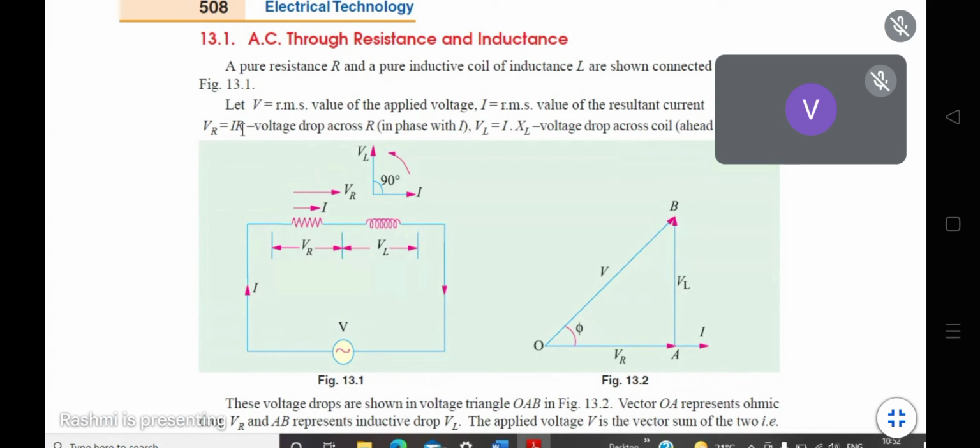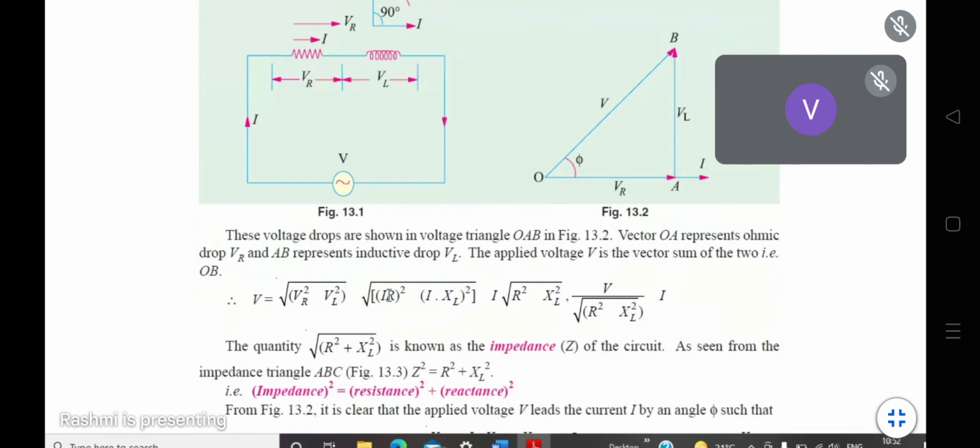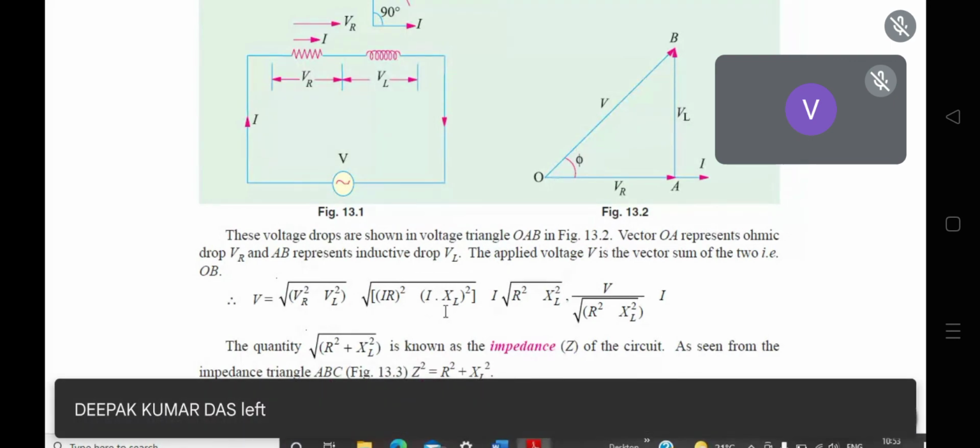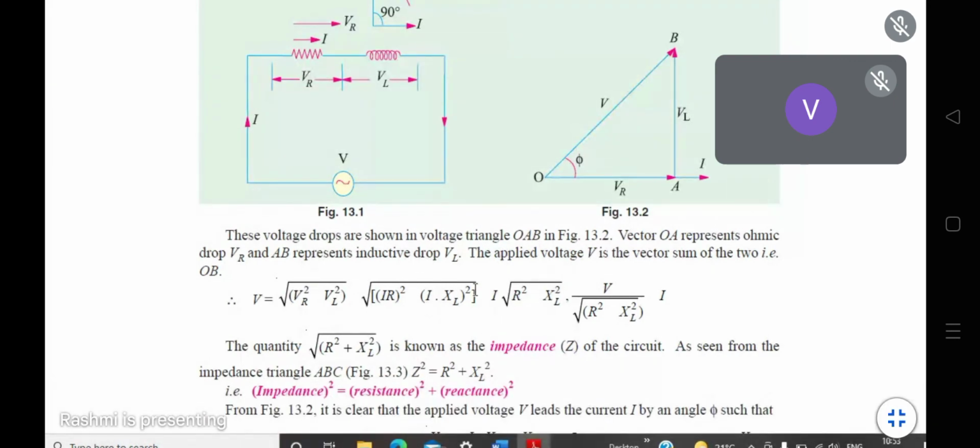Here you can see VR is equal to IR, the voltage drop across R. VL is equal to I into XL, where XL is omega L. In this way you can find V. V is the vector addition of these two. That is VR square plus VL square is equal to V square. So V is equal to root over VR square plus VL square, that is root over (IR) square plus (I into XL) square. If we take I outside, that is I into root over R square plus XL square.